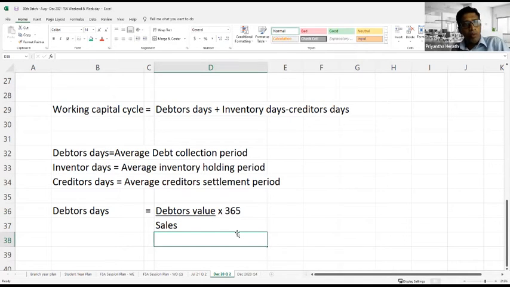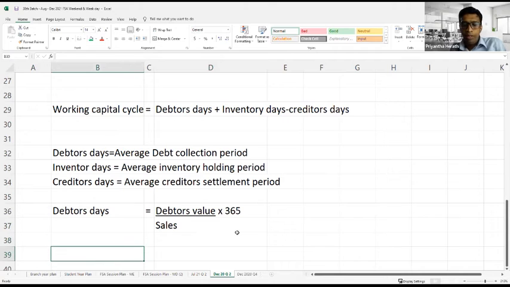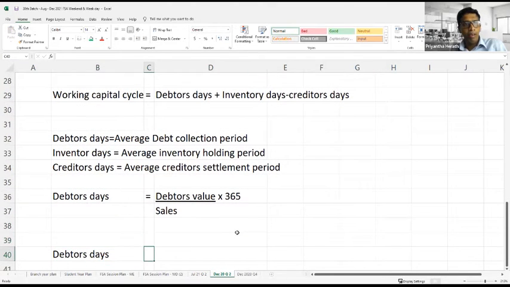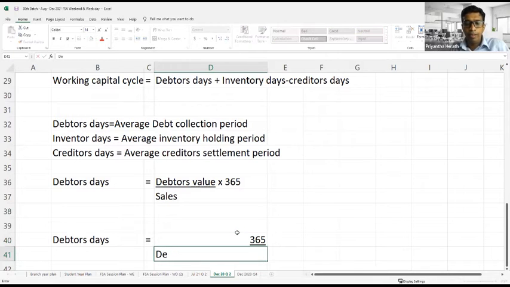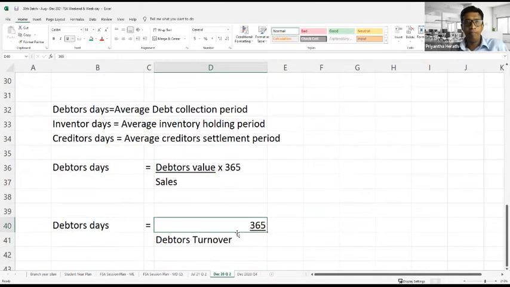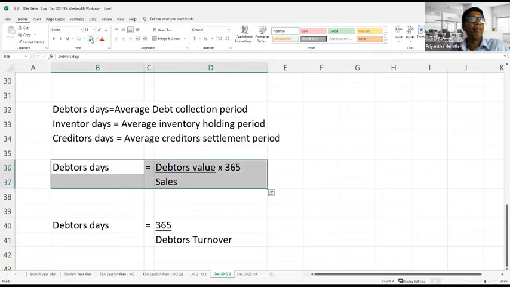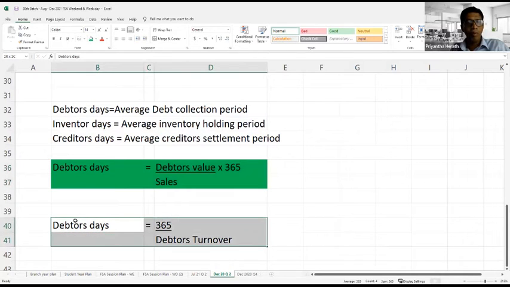All right. So as we have already estimated the debtors value, we can use this formula. But also there's another alternative formula if the turnover ratio is given. If the turnover ratio is given, it's very easy: 365 divided by debtors turnover. We can use one of these formulas, this one or this. You should get the same answer.